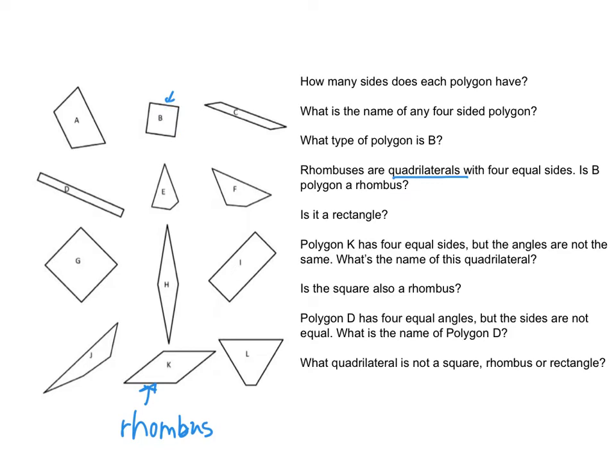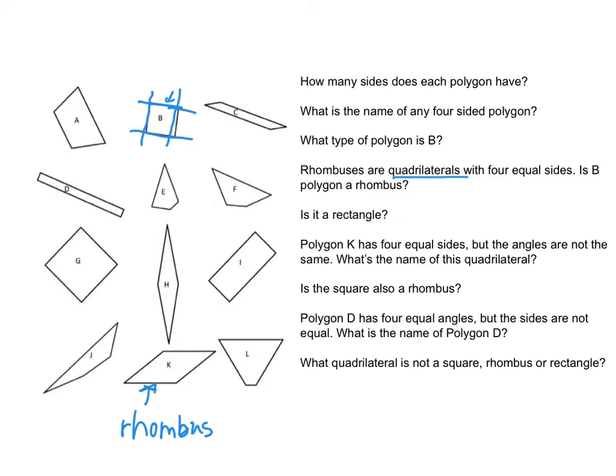Now, the other definition is that the opposite sides are parallel to each other. So if we look at the opposite sides, are these two sides parallel? Parallel means they could go on forever and never touch. They are parallel. How about these two sides? Are they parallel? They are. And so a square could be a rhombus, but a rhombus cannot be a square. Kind of a crazy thing, right? So let's keep going.